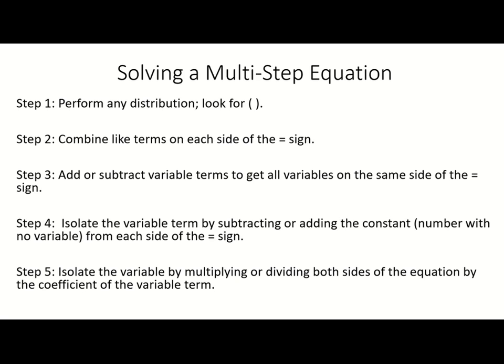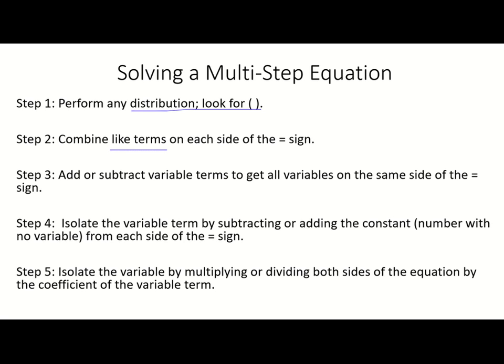The first step says to perform any distribution, looking for the parentheses. So if you have any parentheses in the problem, you would probably want to multiply those out first. Our second step says to combine your like terms on each side of the equal sign. It's very important that when you solve an equation, you simplify both sides as much as they can be before trying to do anything else in the problem.